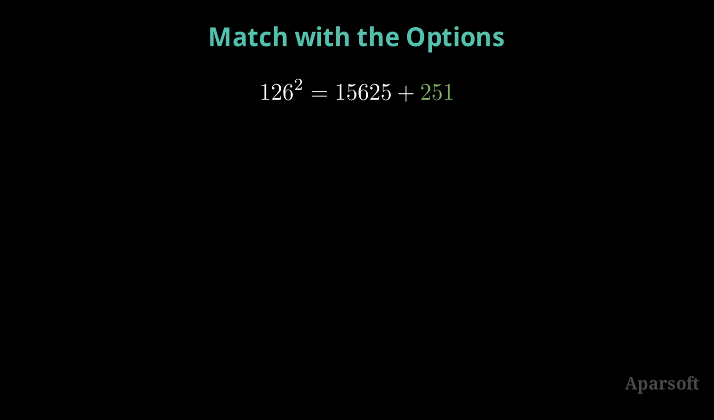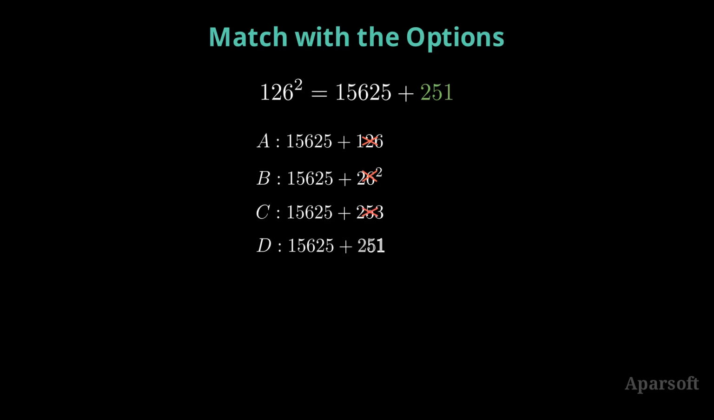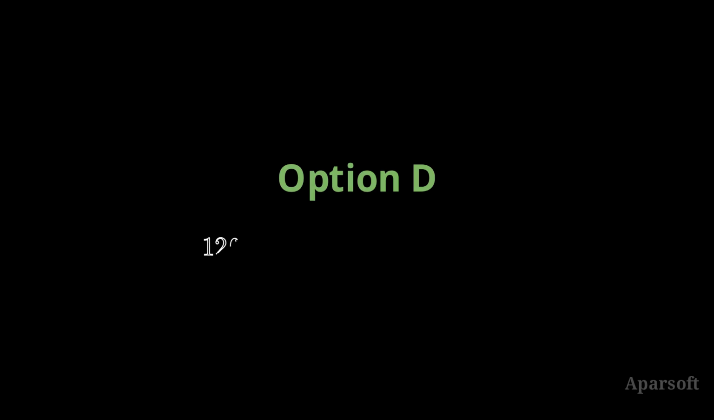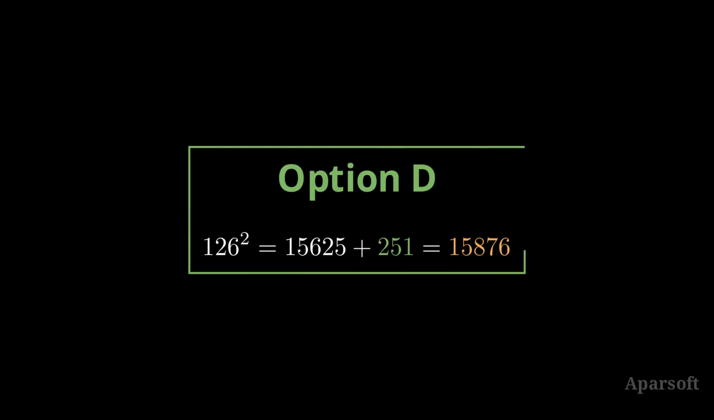Our answer is 15,625 plus 251. Option A adds 126. Nope. Option B adds 26 squared. Nope. Option C adds 253. That is the trap we just caught. Option D adds 251. That is our answer. Option E adds 51 squared. Nope. And the answer is option D. 126 squared equals 15,625 plus 251, which is 15,876.